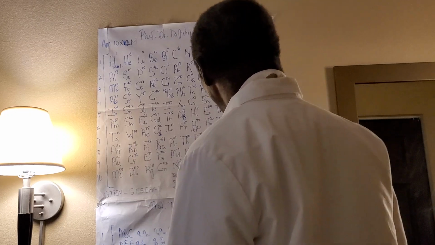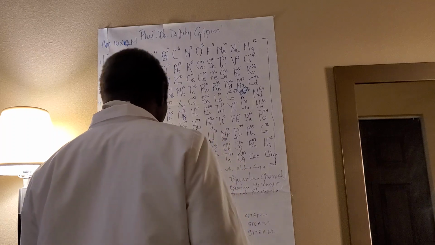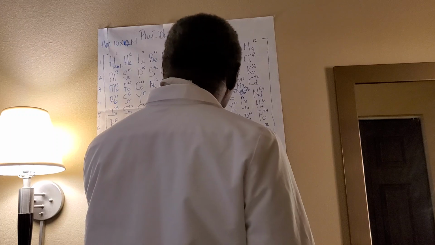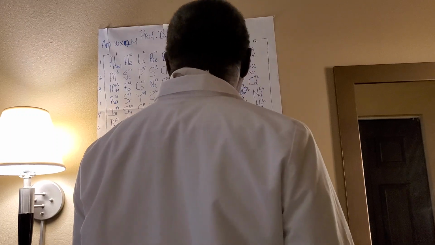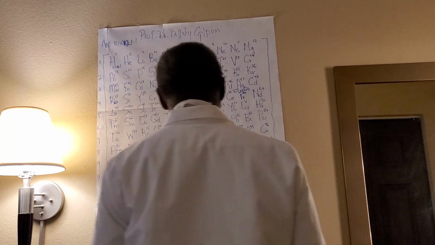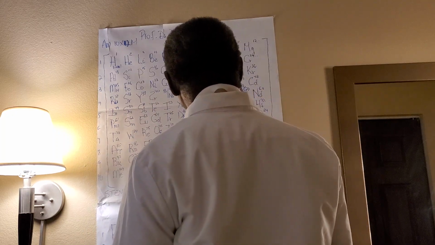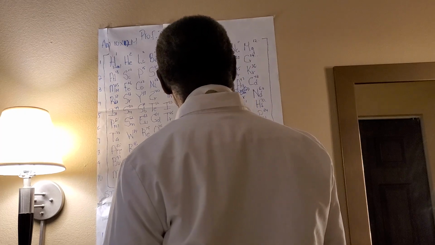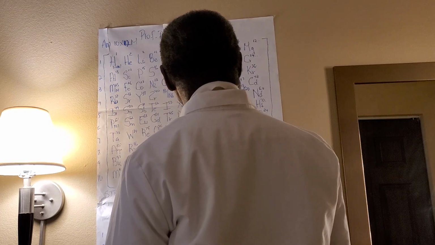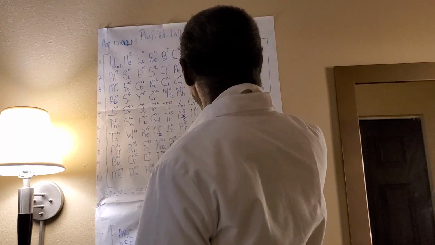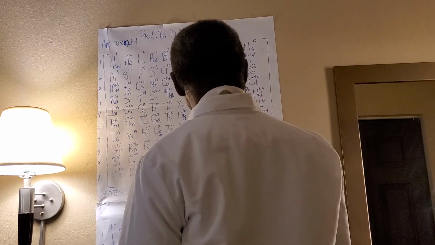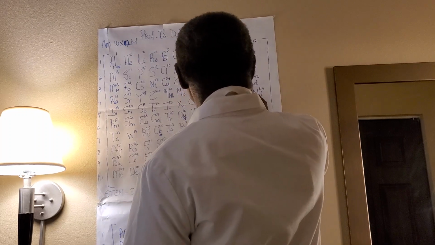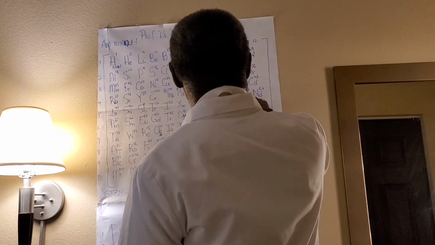Only for special elements do we commit to memory the atomic weights. For example, gold, a very popular, lucrative element, an element of monetary value. So we have Au 79, 197. We have also silver 47, and atomic weight 107, 108, 109.